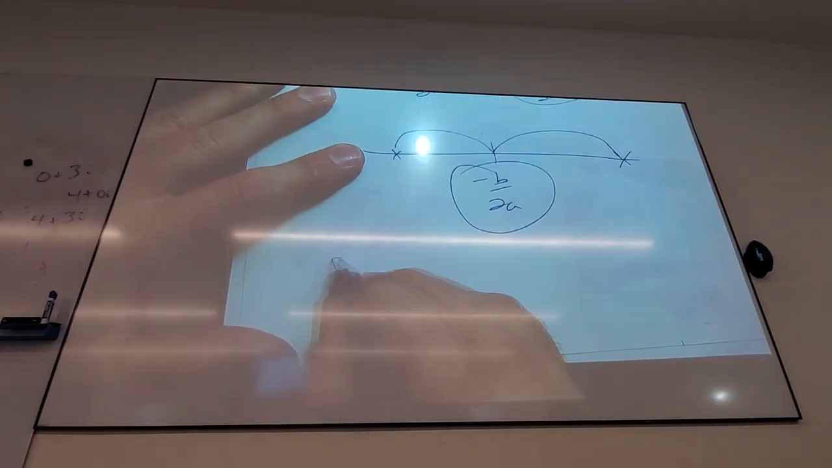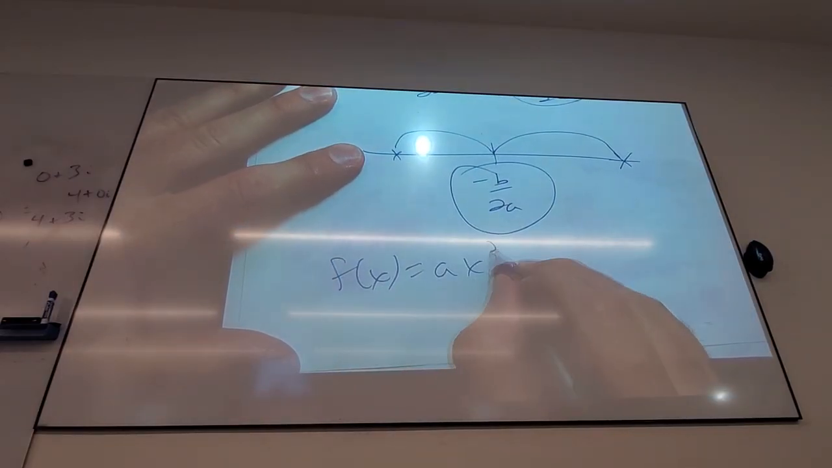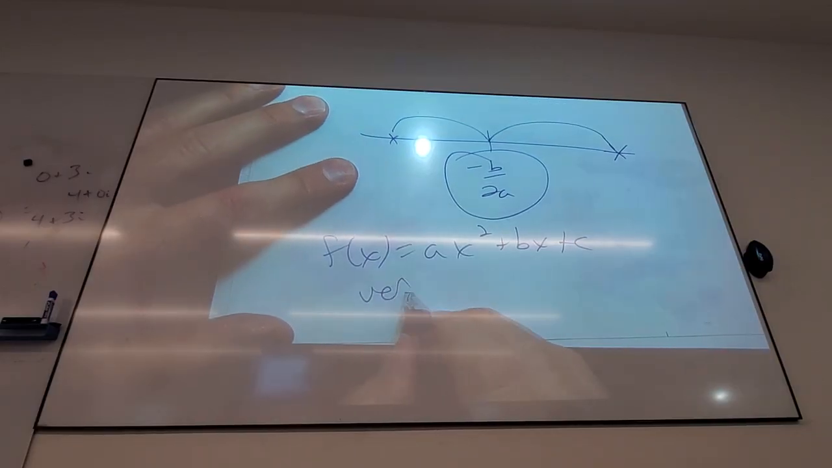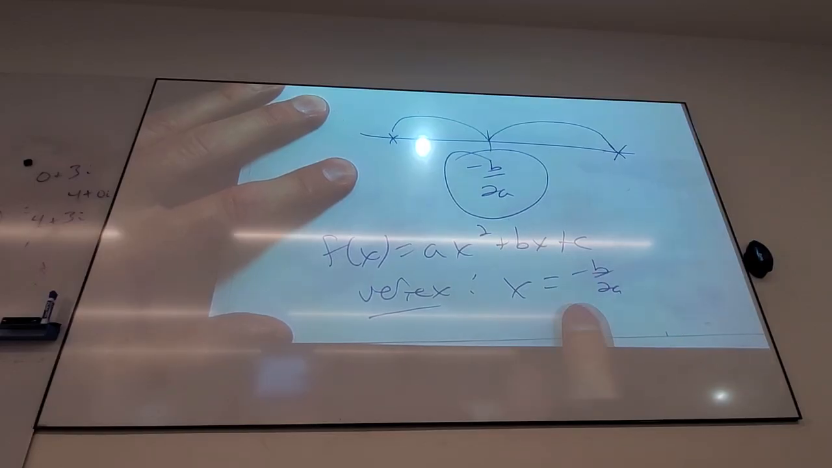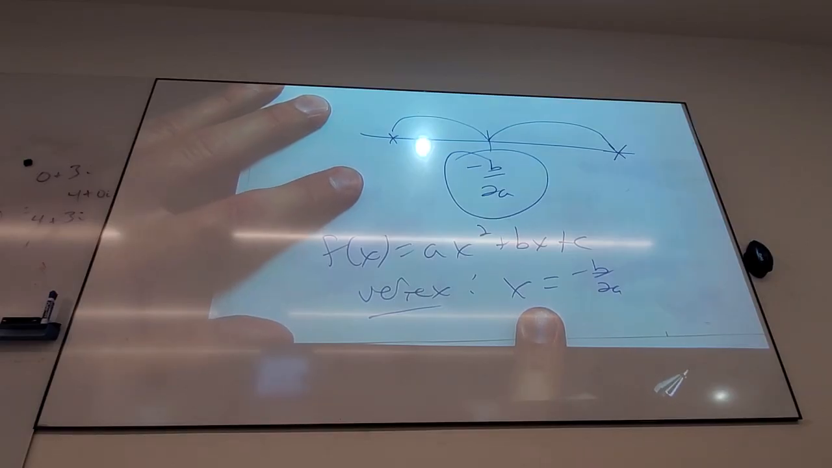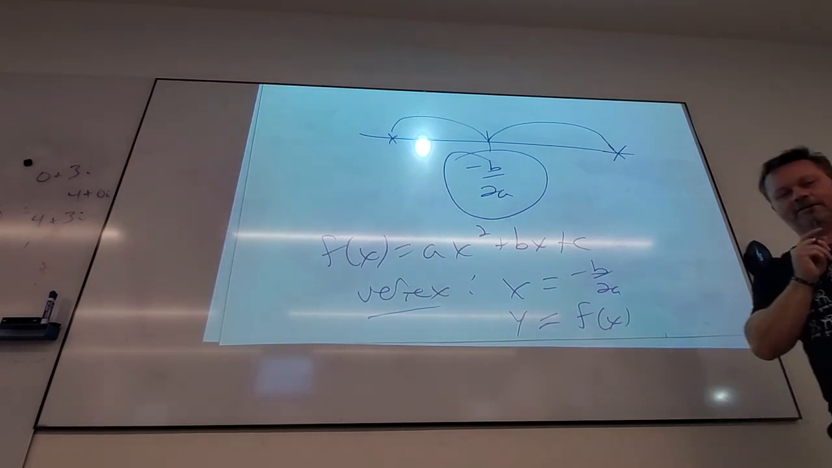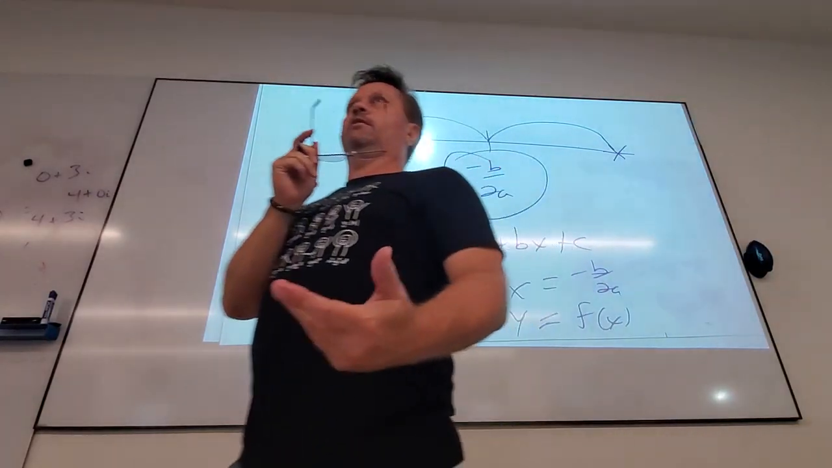If I am given something in this form, and my only task is to find the vertex, then just do this. What does that do for me again? It finds the x piece of the vertex. And then of course, how do I find the y piece? Plug it in. You like plug it in. It's totally right. Why wouldn't you? Of course you plug it in.